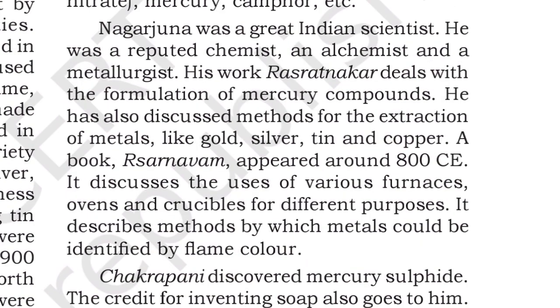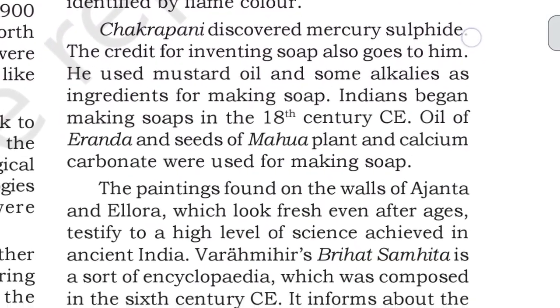Nagarjuna was a great Indian scientist. He was a reputed chemist, an alchemist, and a metallurgist. His work, Ras Ratnakar, deals with the formulation of mercury compounds. He has also discussed methods for the extraction of metals like gold, silver, tin, and copper. The book Sarnavam appeared around 800 CE. It discusses the uses of various furnaces, ovens, and crucibles for different purposes. It describes methods by which metals could be identified by flame color.